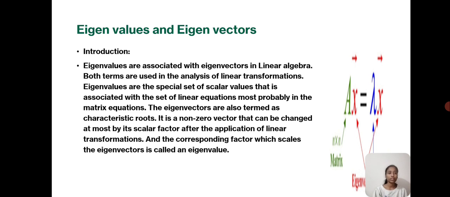Eigenvalues are associated with eigenvectors in linear algebra. Both terms are used in the analysis of linear transformations. Eigenvalues are the special set of scalar values associated with a set of linear equations, most probably in matrix equations. The eigenvalues are also termed characteristic roots. An eigenvector is a non-zero vector that is changed at most by a scalar factor after the application of a linear transformation, and the corresponding factor which scales the eigenvector is called an eigenvalue.